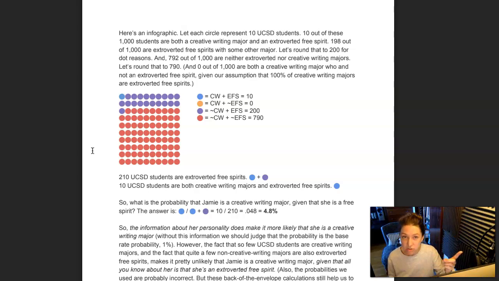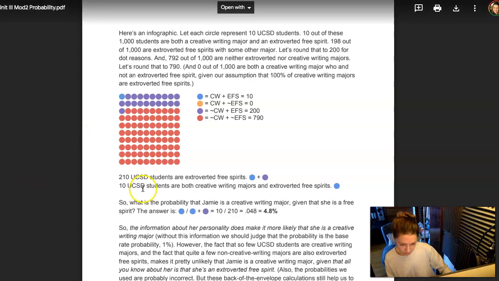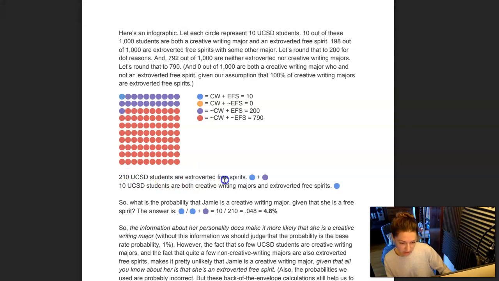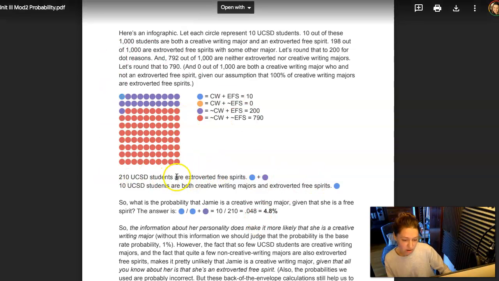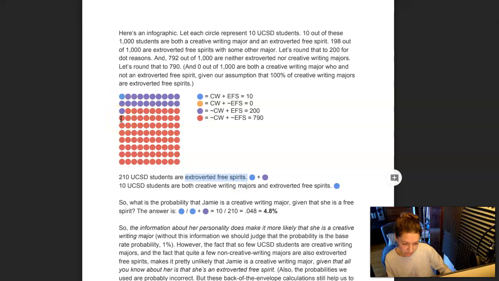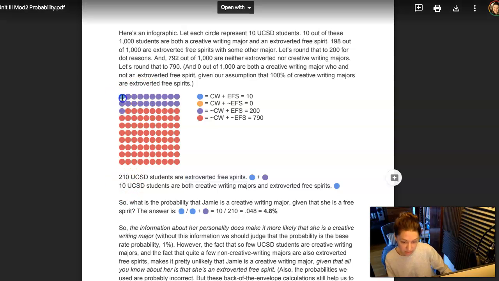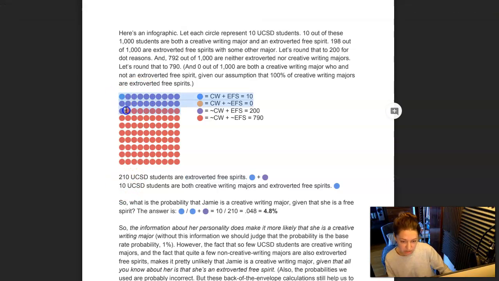But now that we know she's got this extroverted, free spirit personality type, how does that change our probability assessment of her major? So what do we need to know? Well, we need to know how many students in general are extroverted free spirit types. Well, let's just count all the blue and purple dots. This is all the people who fit the personality description, that's 210. Of those, how many are both creative writing majors and extroverted free spirits?